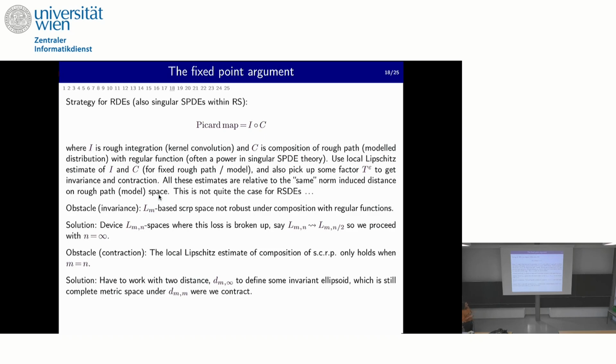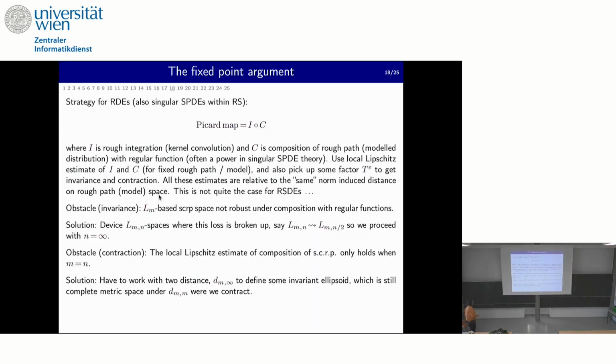What you certainly do not want to do is take both of them infinity, because then you're in a space that doesn't even contain Brownian motion.